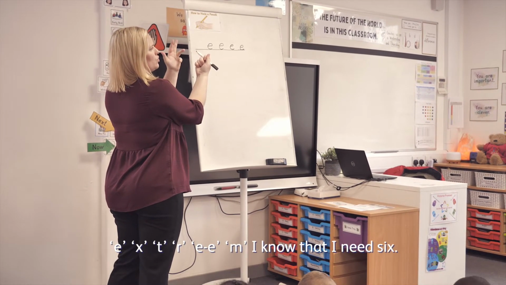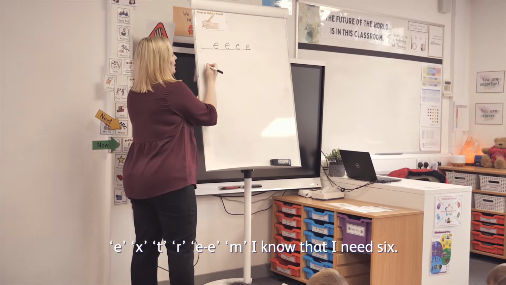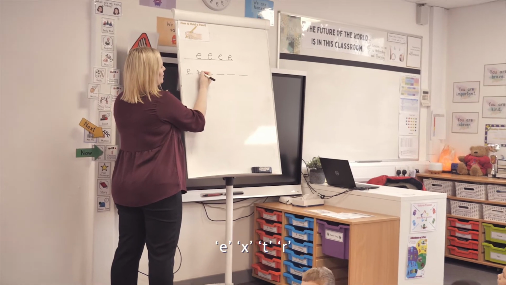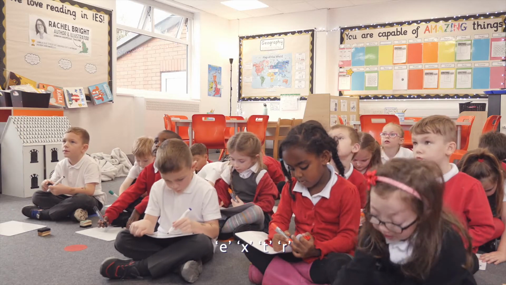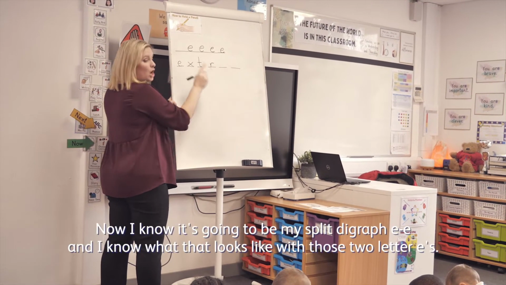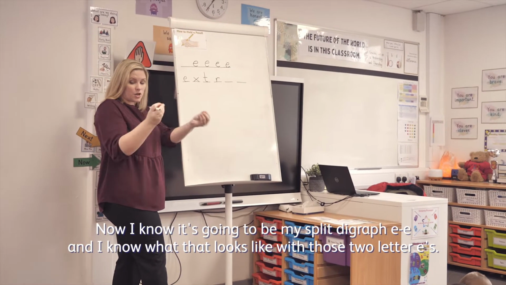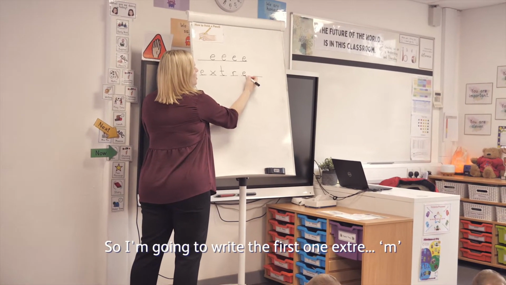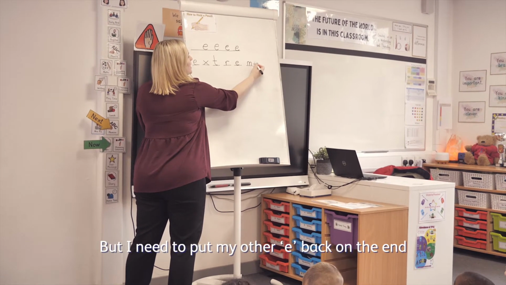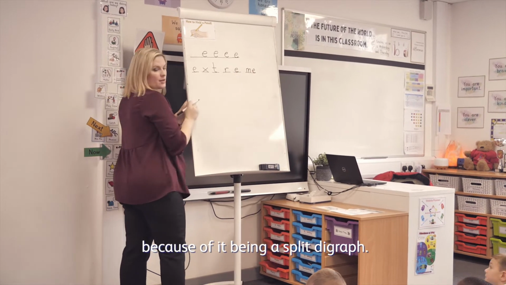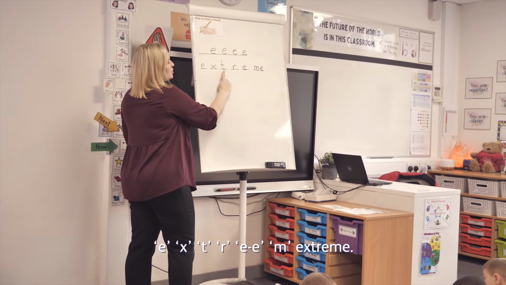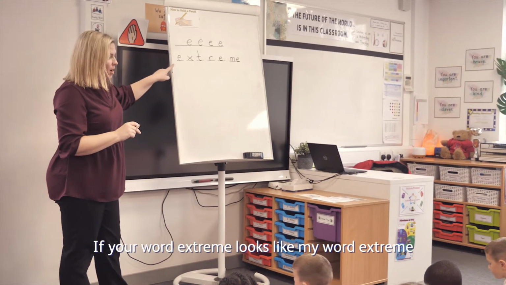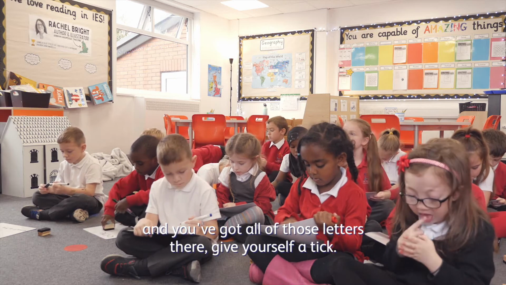X, t, e, I know that I need 6. 1, 2, 3, 4, 5, 6. X, t, now I know it's going to be my split digraph E, and I know what that looks like with those 2 letter E's, and I'm going to hold that in my head so that I write all the way through. So I'm going to write the first one, extreme, but I need to put my other E back on the end because of it being a split digraph. I'm going to check it back with reading. X, t, e, extreme. If your word extreme looks like my word extreme, and you've got all of those letters there, give yourself a tick.